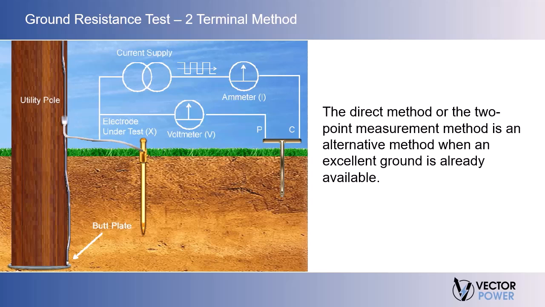This method is not as accurate as a three-point method or a fall of potential method discussed earlier, as it is particularly affected by the distance between the test electrode and the dead ground or the water pipe. This method should not be used as a standard procedure, but as a backup when working in tight areas.